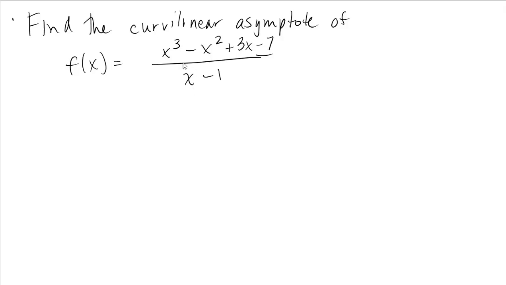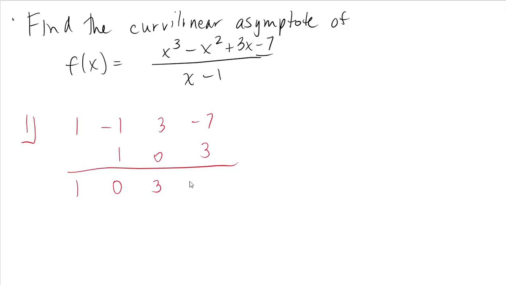The way we do that is we divide the denominator into the numerator. Once again, synthetic division is an option, so that's how I'm going to do this. I'm going to put a 1 into the nook. I'm going to copy down the coefficients of the numerator. The 1 comes down. 1 times 1 is 1. Negative 1 plus 1 is 0. 1 times 0 is 0. 3 plus 0 is 3. 1 times 3 is 3, and negative 7 plus 3 is negative 4.